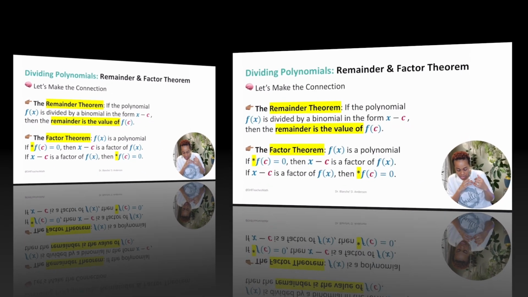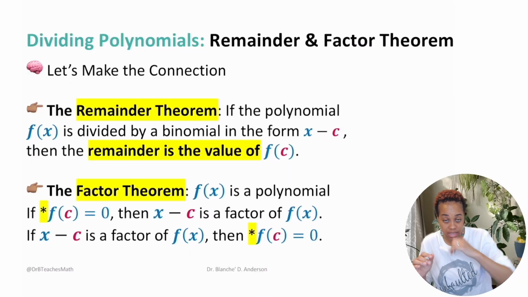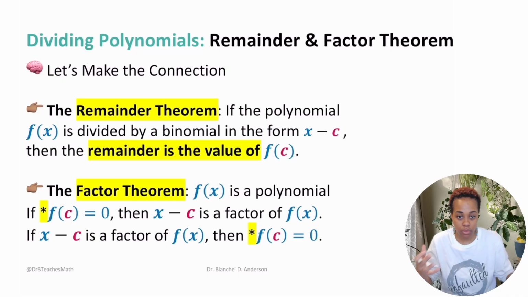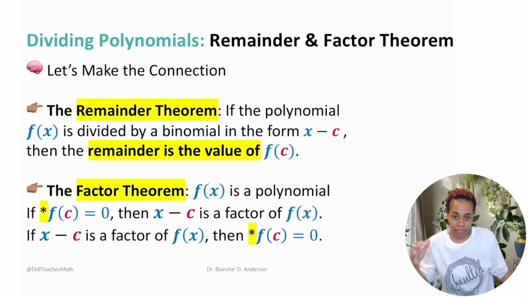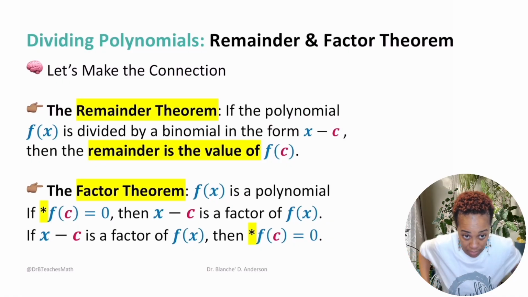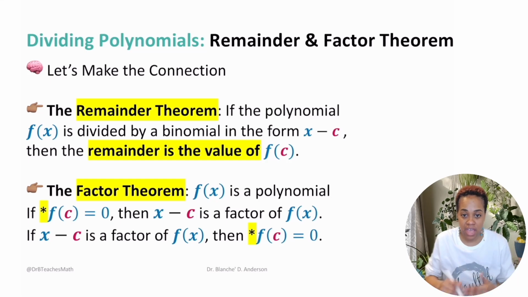Couple more things. So there's 2 theorems. Now, it's not about you memorizing the theorem unless you absolutely have to memorize it and know it. So we have the remainder theorem, and then we have the factor theorem. You're going to notice that I've already said these things. I'm just giving you the name of what they mean. So the remainder theorem says if I have a polynomial and it's divided by a binomial in the form of x minus c, remember a binomial is just a polynomial with 2 factors, then the remainder is the value of f of c. And you're like, what does that mean?